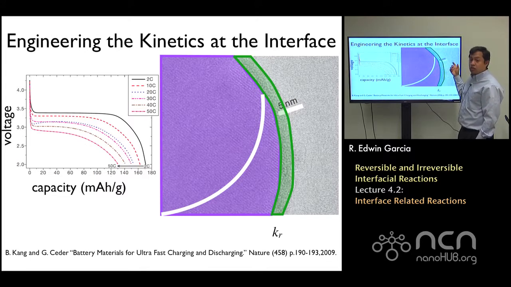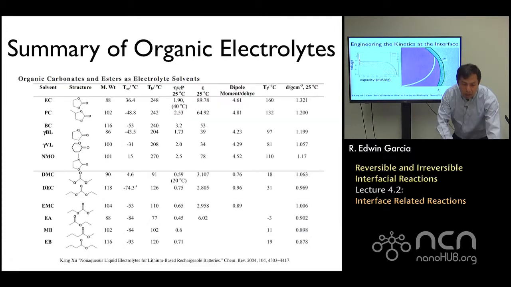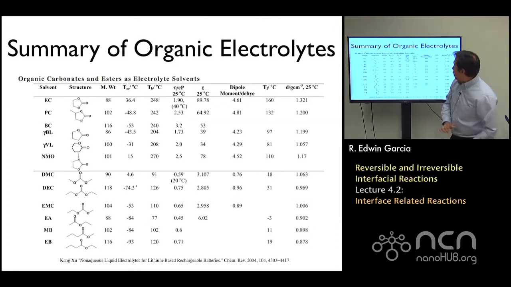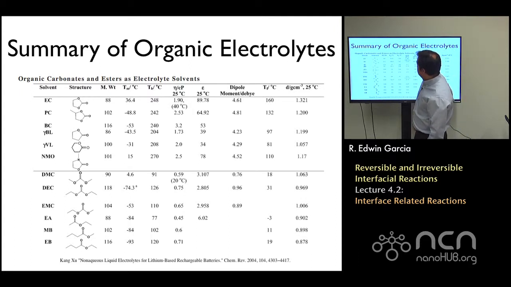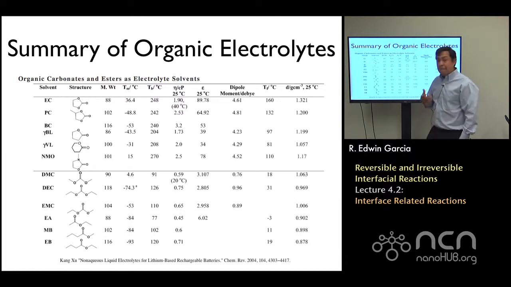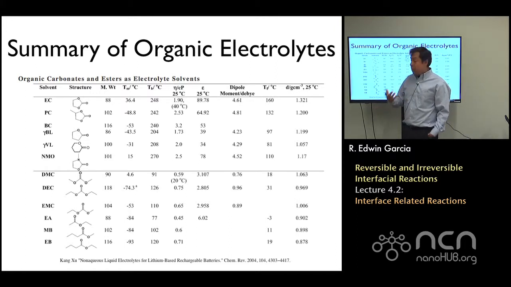What occurs at the electrolyte is very important too. I'm just going to summarize a few organic electrolytes. It's really a zoo out there of how many electrolytes they have. Here, for example, you have EC and PC, which are two of the most used electrolytes these days in lithium-ion batteries. Usually you don't use them by themselves. You mix them, for example, in this case, EC sometimes is mixed with DMC or DEC. Another one that is used a lot is EMC.